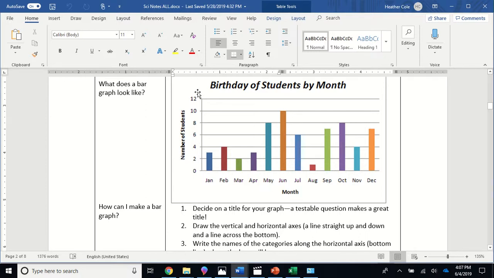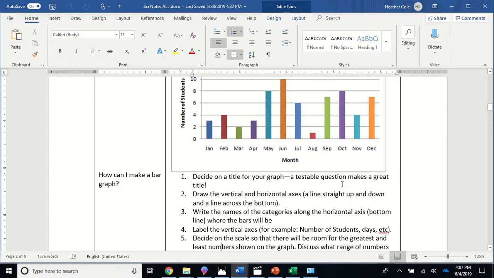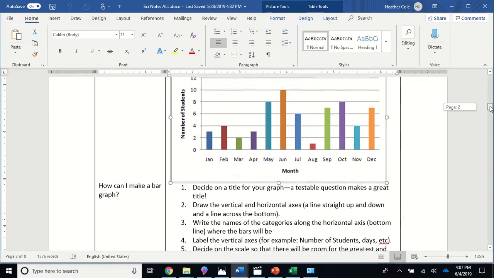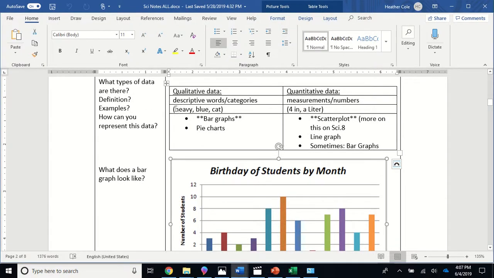Then we are going to actually draw the vertical and the horizontal axes, those lines up and across. And then we're going to write the names of our categories along the bottom axis. So this is our labels. Make sure that we have actual descriptions there, because otherwise we really don't know what we're measuring. In a bar graph that's got qualitative data, there usually isn't any real reason to choose one category first.